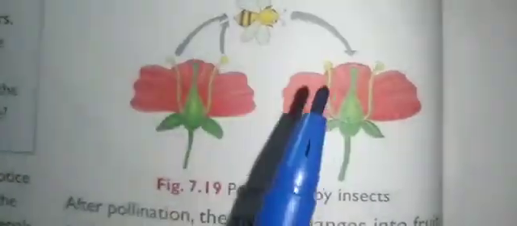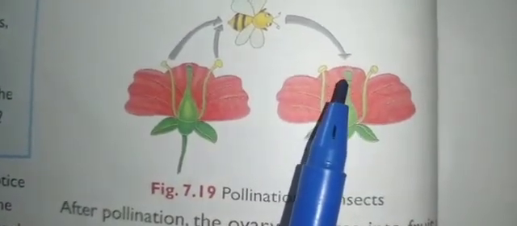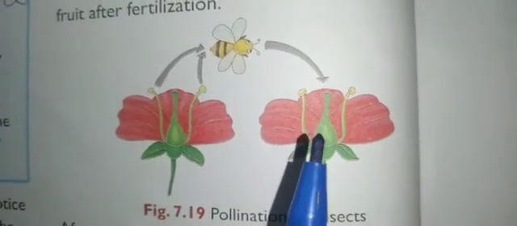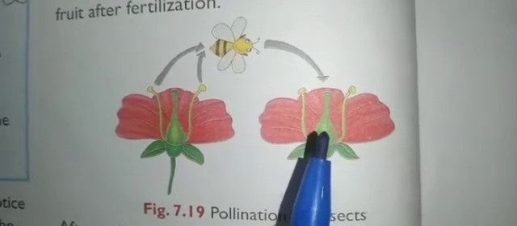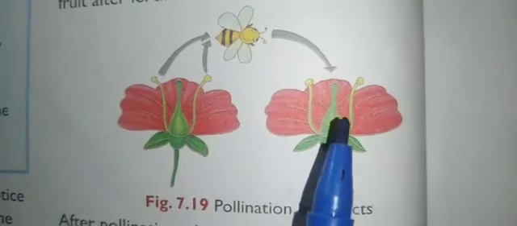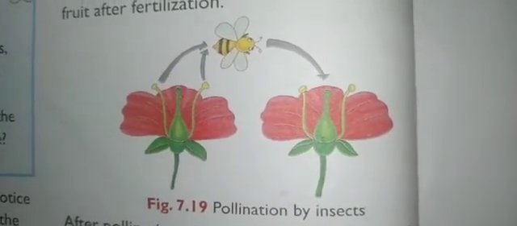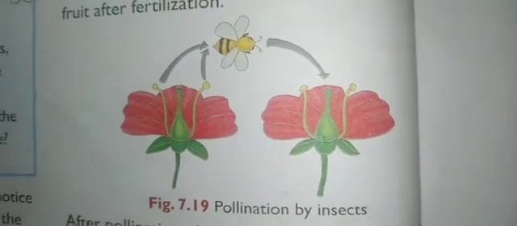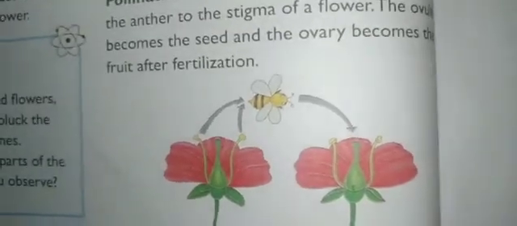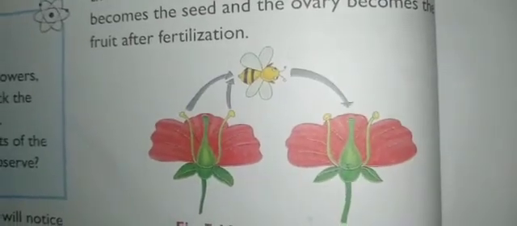So after pollination, what happens? The pollen grains from here all come here. These pollen grains will fuse with a female reproductive structure. It will produce the seed, and the seed is enclosed by the ovary, that is the fruit. You might have seen, right? For example, a mango seed is enclosed by a fleshy fruit. So after pollination, the ovary changes into fruit and the ovules become the seeds. What happens? All the ovules become seeds.